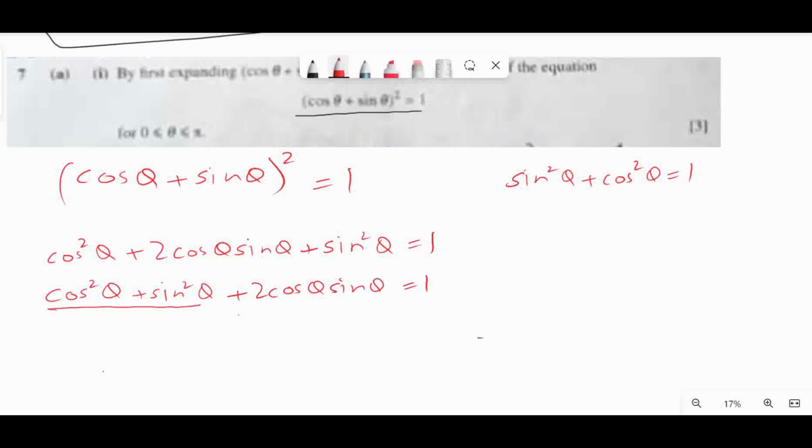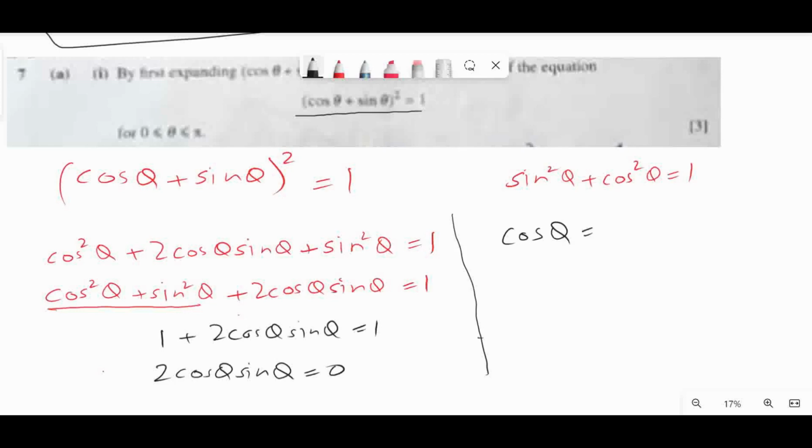Now this whole portion will be equal to 1, which means 1 plus 2 cos theta sine theta is equal to 1. If we rearrange it, 2 cos theta sine theta will be equal to 0. Now what does it mean? It means that either we have cos theta is equal to 0, or sine theta is equal to 0.